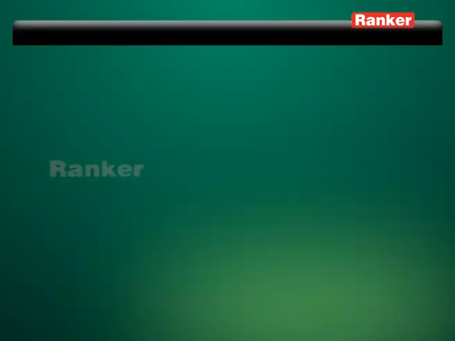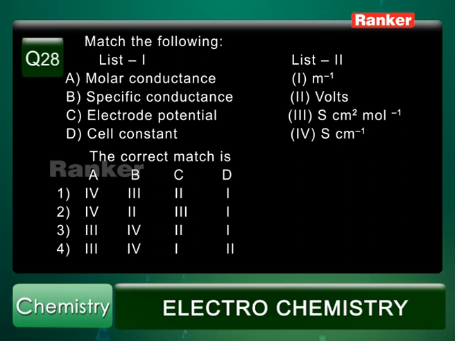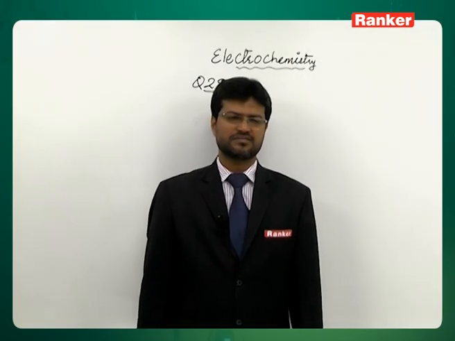Question number 28. We have in the list 1 various terms, in the list 2 we have units: molar conductance, specific conductance, electrode potential and cell constant. You know, the units for cell constant are m inverse, that is m is distance in meters, electrode potential is volts, specific conductance S per centimeter, and molar conductance is S centimeter square mole inverse. So, the correct answer is third option. A should be matched with 3, B matched with 4, C matched with 2 and D matched with 1. So, third option is the correct answer.